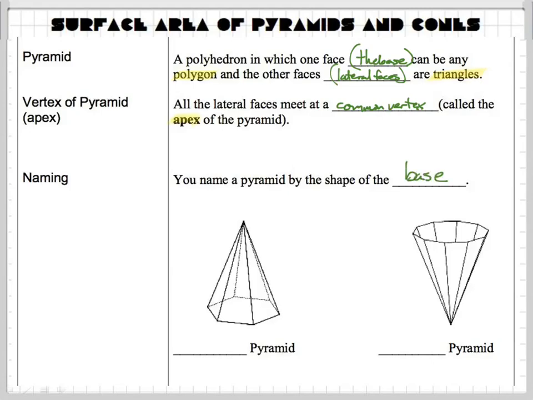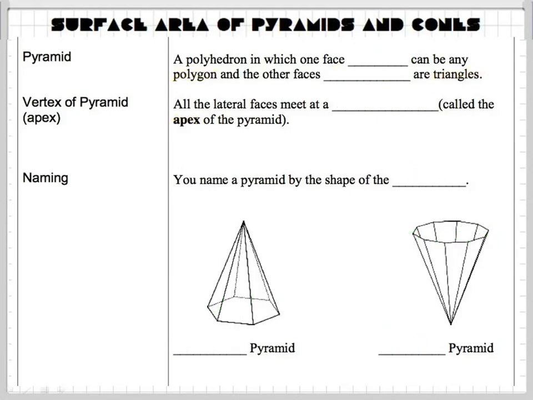And pyramids actually only have one base. You guys will probably notice that really quickly. This one right here is called a hexagonal pyramid, because it has 1, 2, 3, 4, 5, 6 sides. This one right here has 1, 2, 3, 4, 5, 6, 7, 8, 9, 10 sides, so that's a decagonal pyramid. Decagonal. That's kind of a funny word.